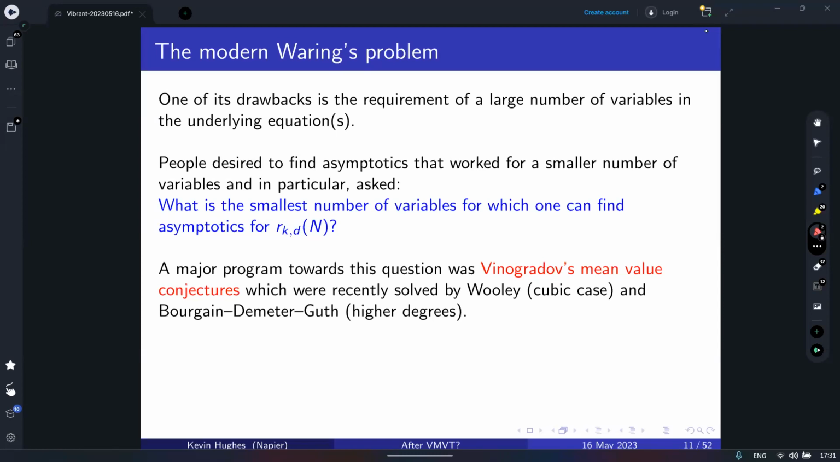And this was recently solved. This was resolved basically in 2015, though it took a year or 2 for things to be checked and verified. So maybe 2016 is the right year. But it was done respectively by Wooley in the cubic case and by Bourgain, Demeter, and Guth for higher degrees. And I should say that for the quadratic case, sums of squares, that's somehow a classical result.